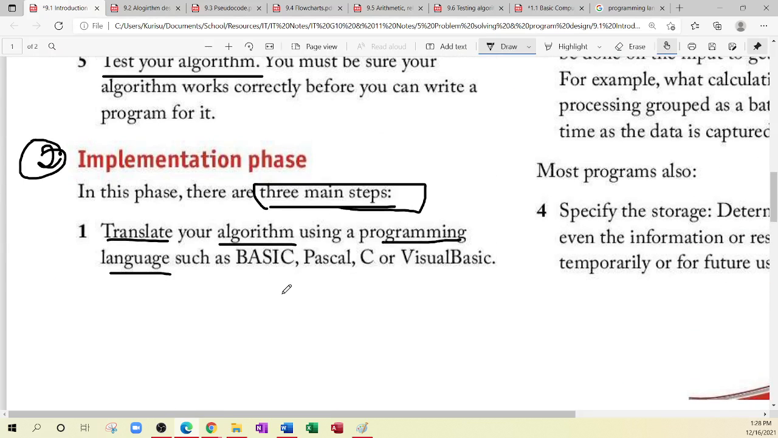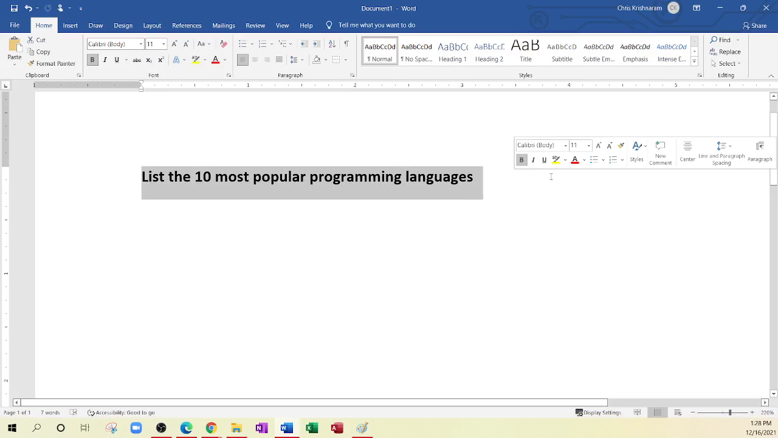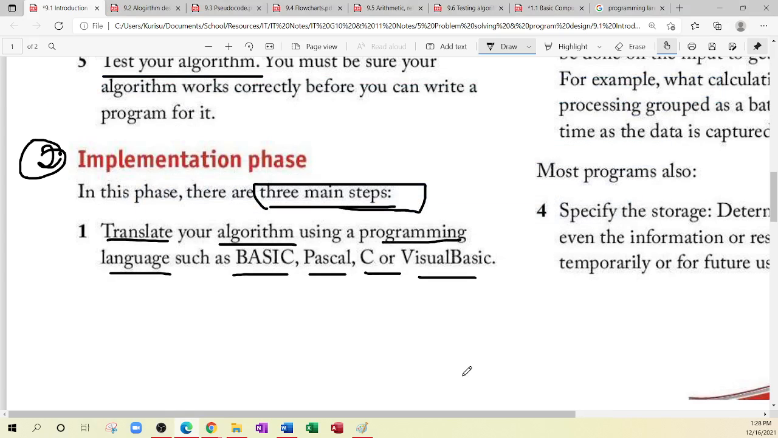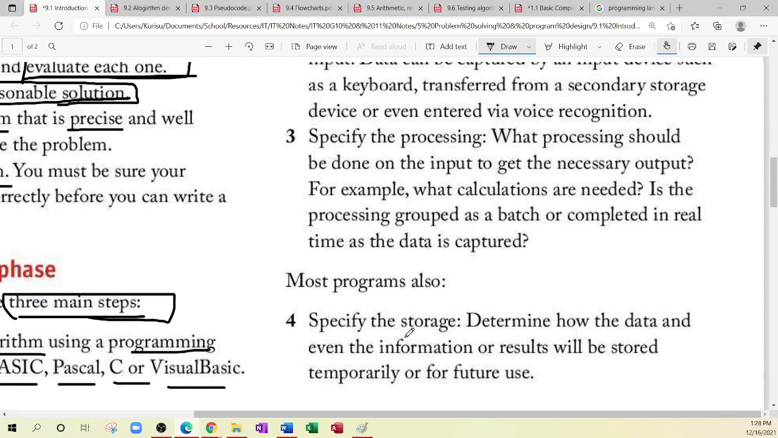Yes, sir. Good. So some examples: Basic, Pascal, C, Visual Basic, and then you guys have this homework here. List the 10 most popular programming languages.